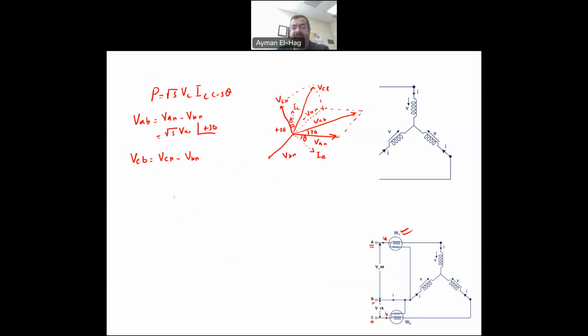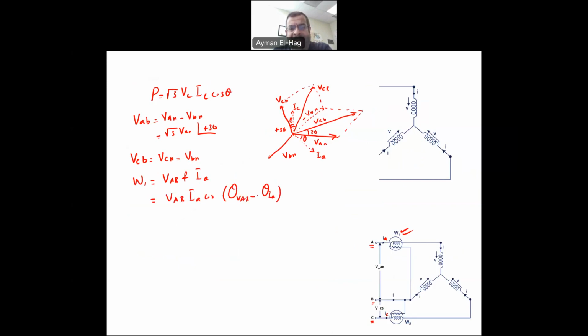Now, let's find the power. The power of W1 is basically the voltage VAB and the current IA. So this will be equal to VAB times IA cosine of the angle of VAB minus the angle of IA.